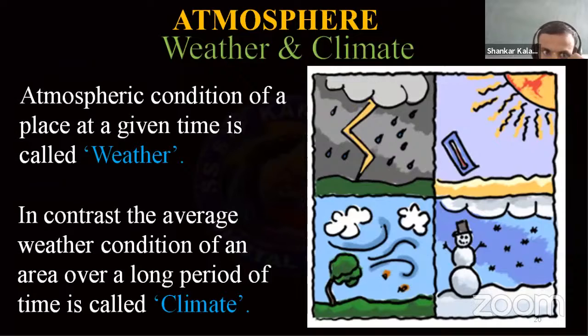Weather refers to the atmospheric condition over a small area in a given period of time, and climate refers to the atmospheric condition over large areas over a long period of time. Weather is for a short period of time, climate is for a long period of time.